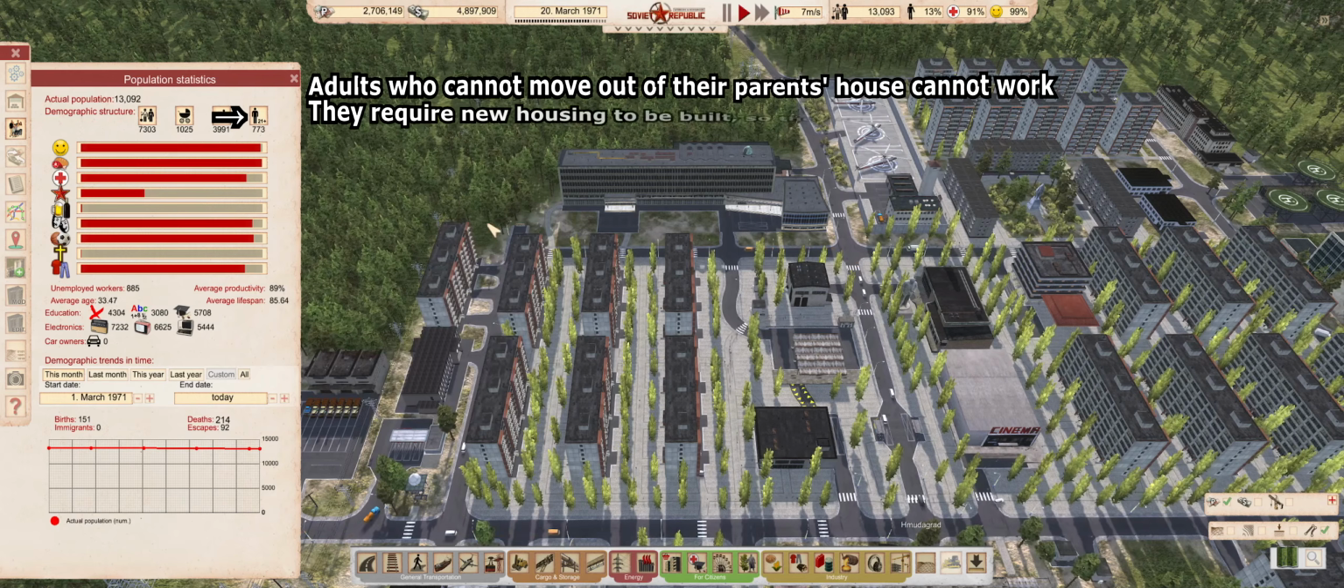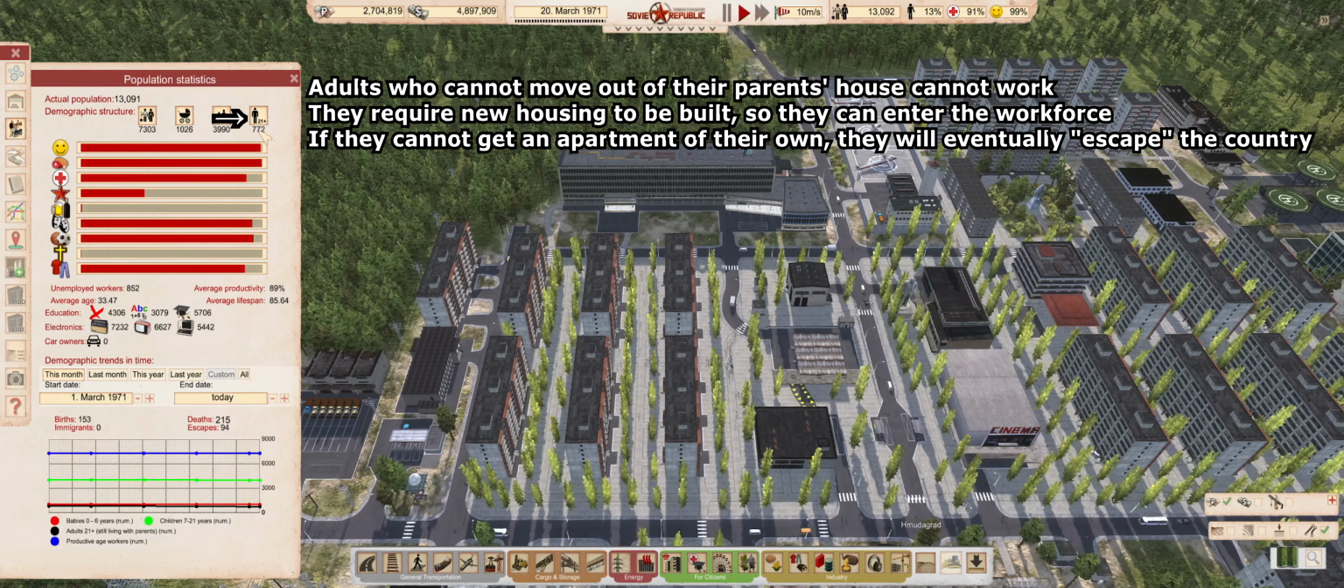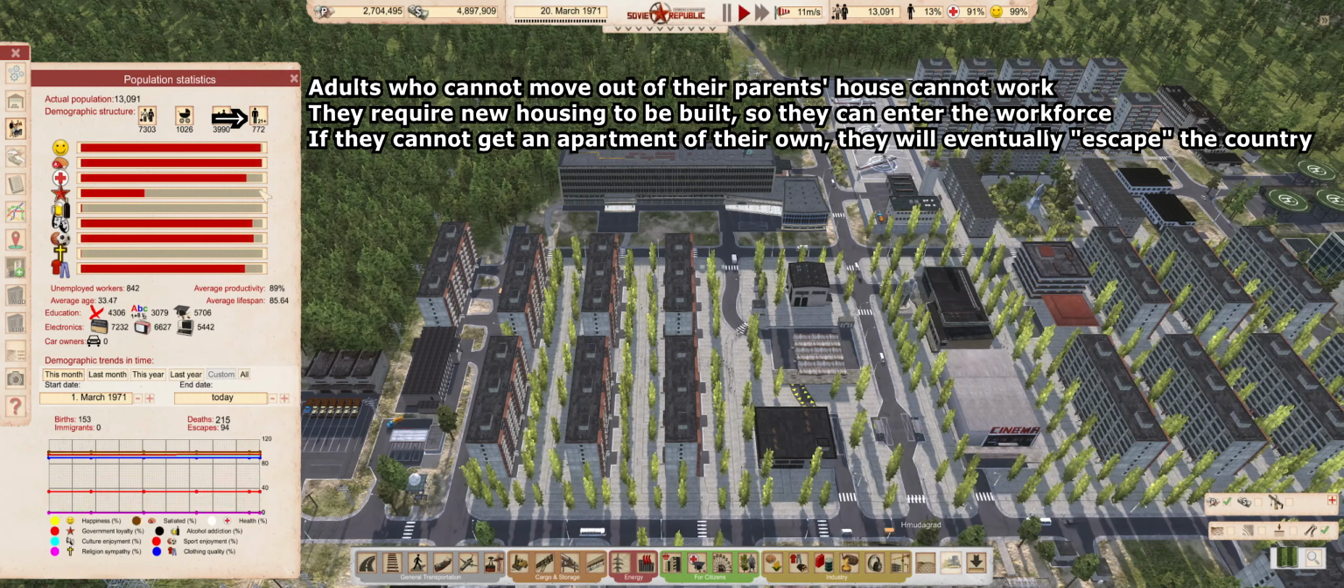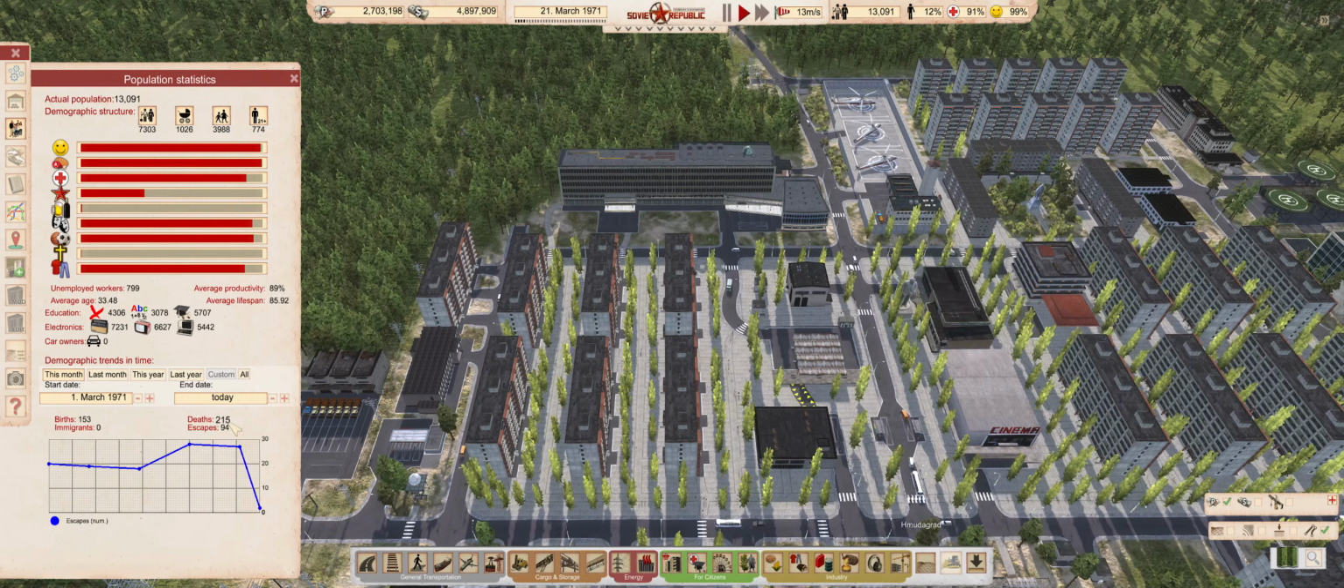And the last category are adults still living with their parents. They cannot enter the workforce until they can move out. When you see this number start going up, it's time to build some new apartments. Or if you are happy with the current number of workers, you can ignore it. Eventually these citizens will, quote-unquote, escape your country, looking for opportunities abroad.